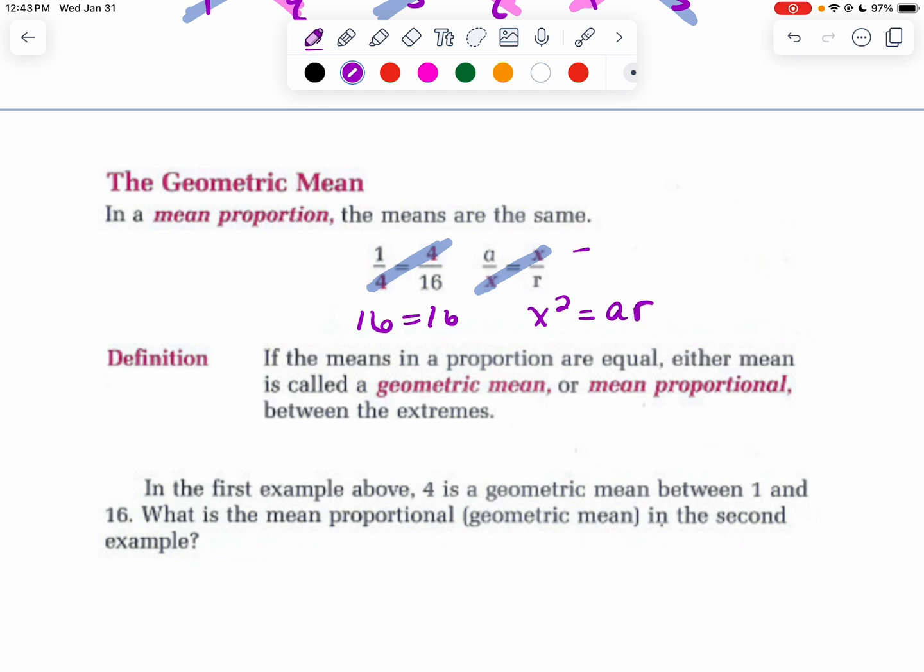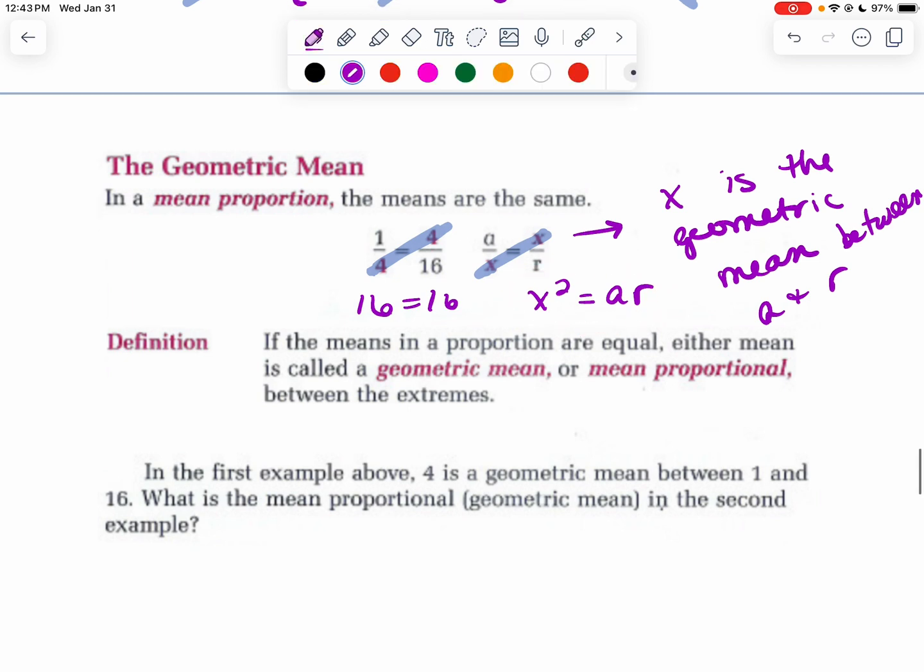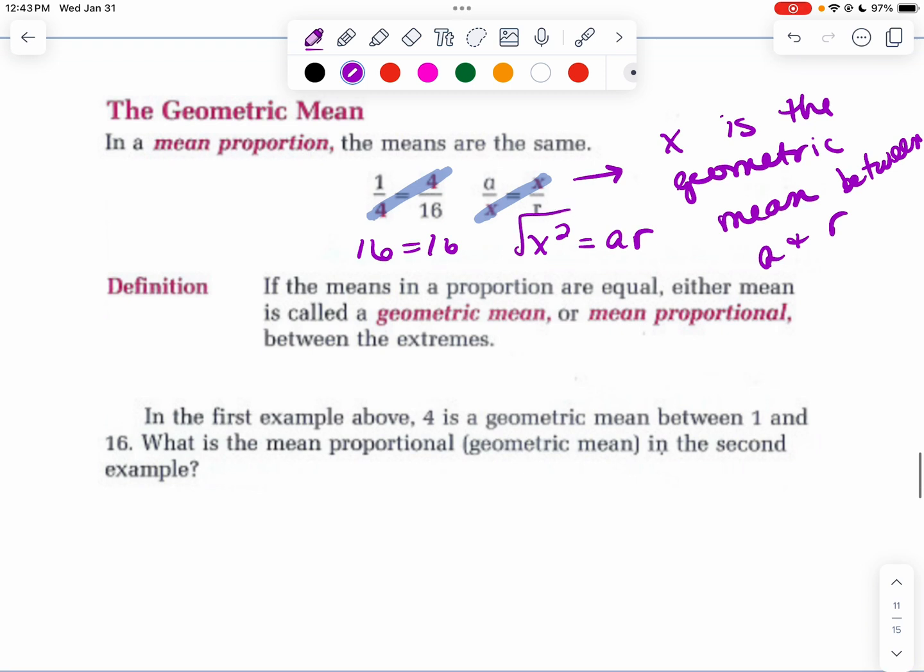Okay, and what this means is that x is the geometric mean between a and r. Well, what I want you to do, take a look at this. How would I solve for x? I hope you're thinking, oh, I'm going to take the square root of both sides. So x equals plus or minus the square root of a times r.